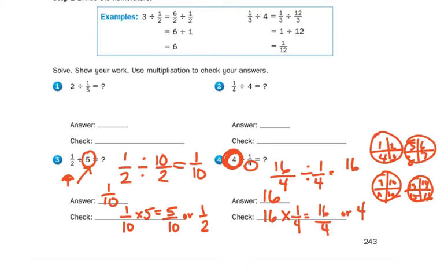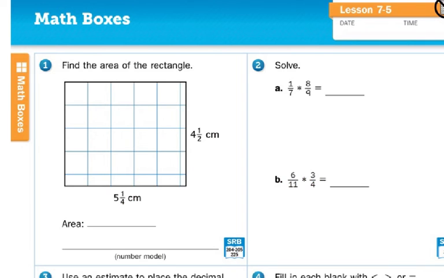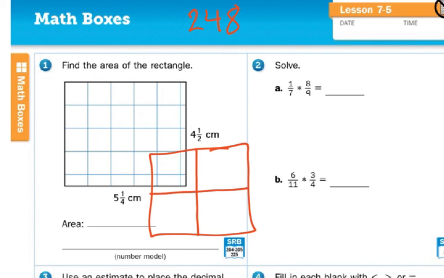Let's continue on the next. Actually, you know what? We'll come back to this tomorrow. I want you to go to math boxes on page 248. So I am going to use this box that we've done before and divide up my whole number and my fraction.